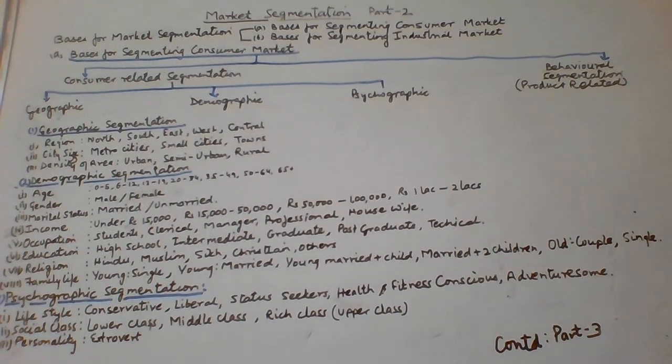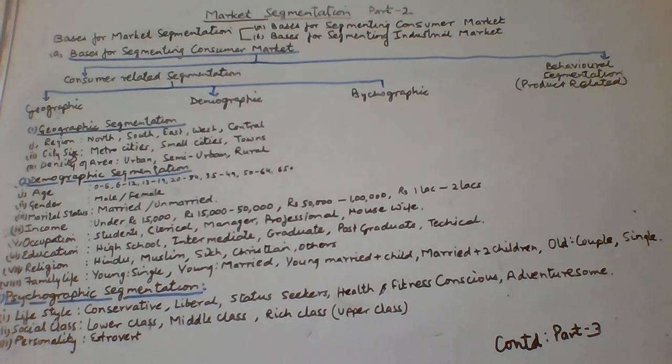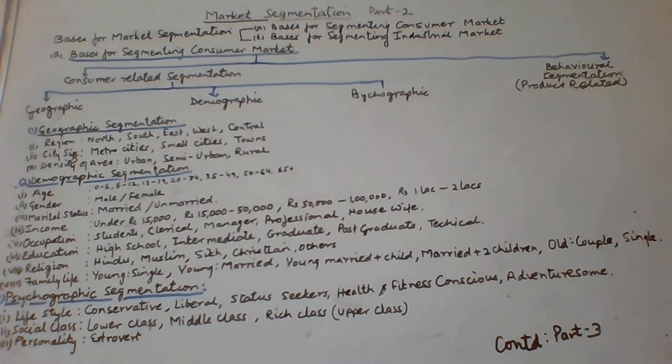The third is psychographic segmentation. It is more or less related with the psychology of the people, and here the person becomes a little more choosy. In psychographic segmentation, buyers are divided into different groups based on social class, lifestyle, and personality characteristics. People in the same demographic group can have different psychographic makeups.